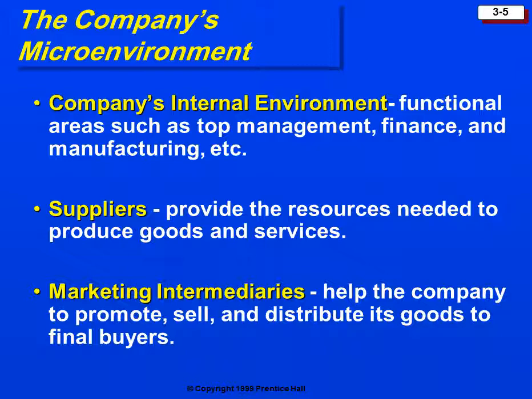The company's microenvironment includes, first, the company's internal environment. The company's internal environment includes the functional areas such as top management, financial department, manufacturing department, HR department, etc. Second, suppliers. Suppliers provide the resources needed to produce goods and services. Third, the marketing intermediaries help the company to promote, sell, and distribute its goods to final buyers.